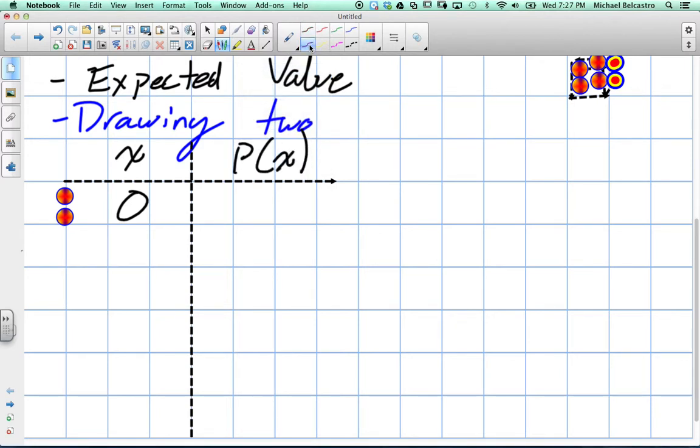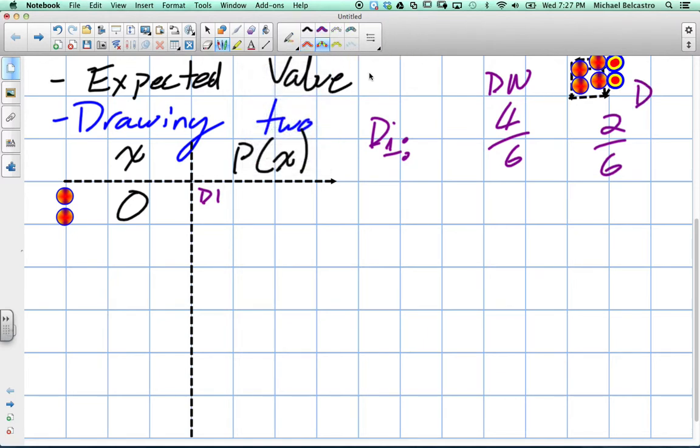Because there's 2 draws, we'll do our first draw in purple. So we'll call it D1. And what's the probability of drawing one that works? Well, we can see there's a 4 in 6 chance on draw 1 of taking a non-defective one. And then there is a 2 in 6 chance of taking a defective one, right? We'll use our little colors there. So that's our non-defective, that's our defective. So that's on draw 1.